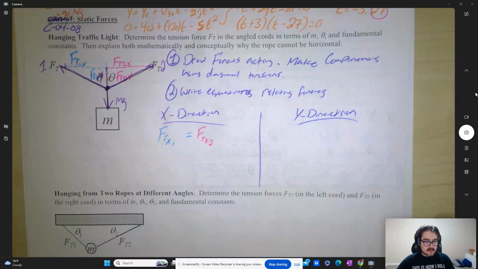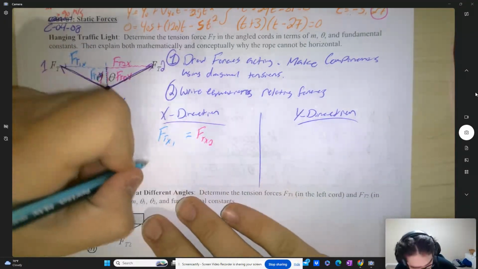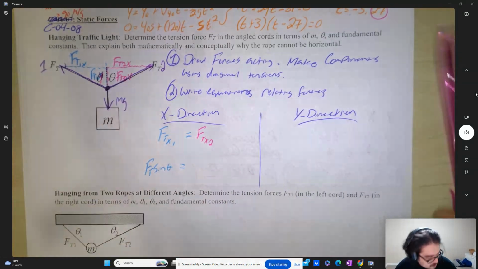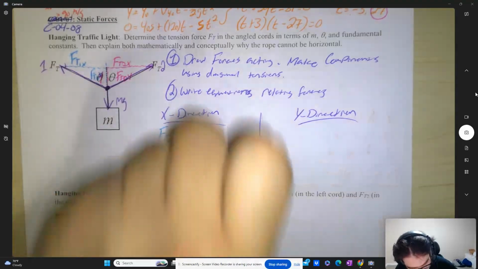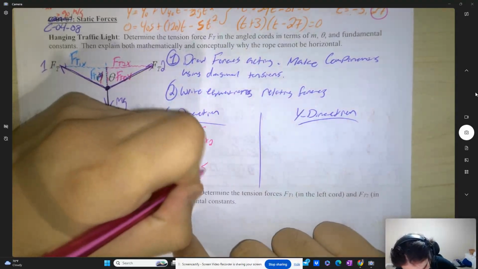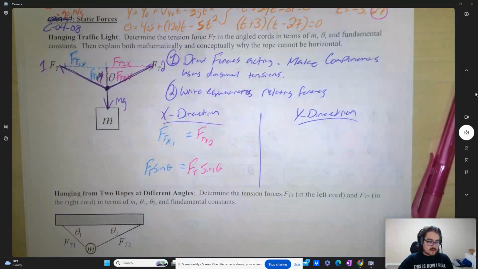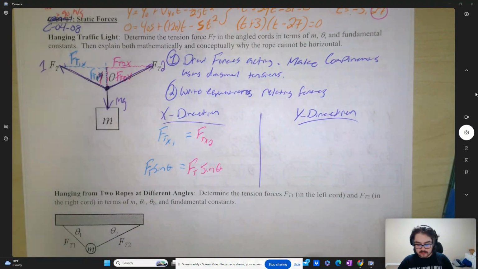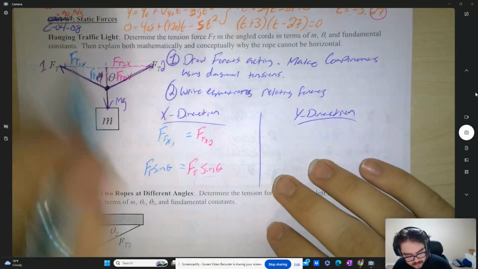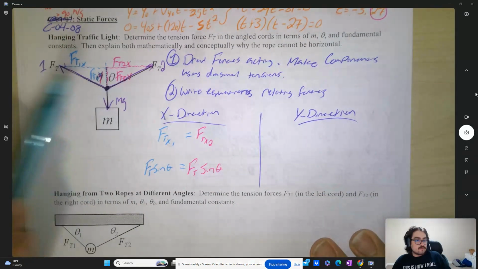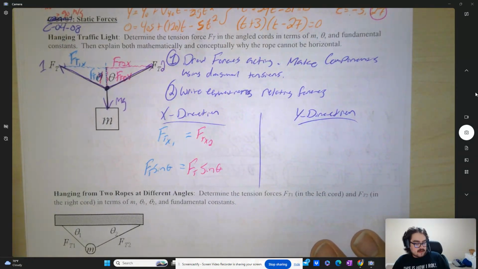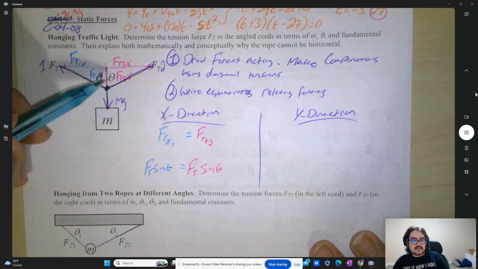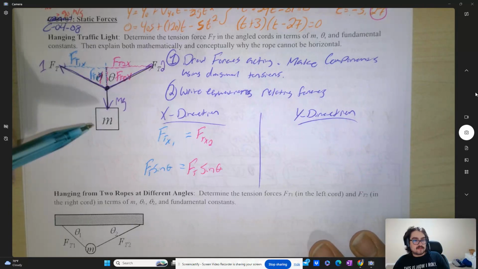So by that logic, we should see that FT sine theta equals, guess what, FT sine theta. Wow, who would have thunk, right? In the y direction, the two may not be equal to each other, but ultimately the y components that are going up need to balance out the down forces. The up forces balance out the down forces.